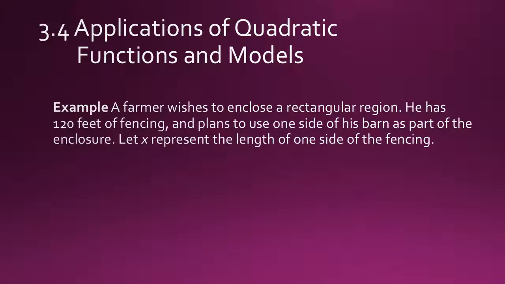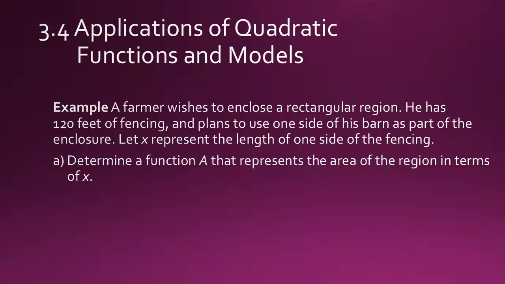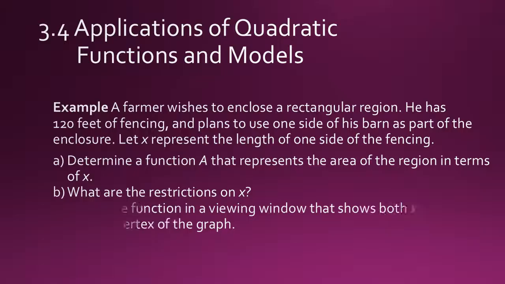The first one looks like this. We have a farmer who wants to enclose a rectangular region. He has 120 feet of fencing and plans to use one side of his barn as part of the enclosure. Let x represent the length of one side of the fencing. We're going to determine a function that represents the area of the region in terms of x. And we're going to look at what are the restrictions on x.